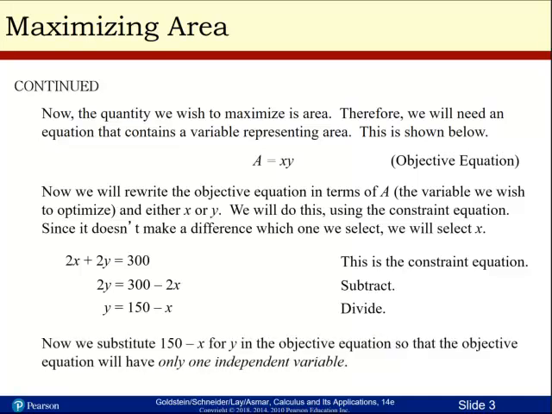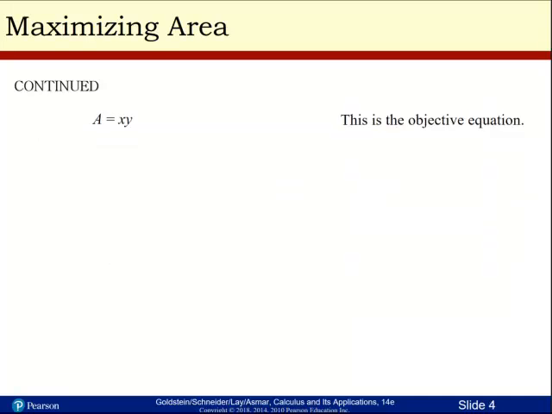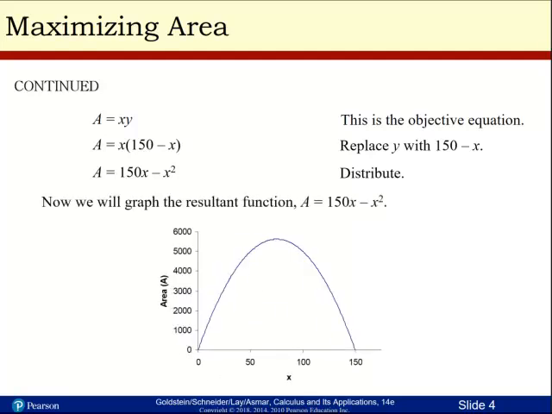Next, what I'm going to do is substitute this in for y in our objective equation so that the objective equation is only going to have one independent variable. So the area equals x times y. We're just going to plop 150 minus x in for y. We're going to distribute, and then we're going to graph it. We have that the area equals 150x minus x squared.